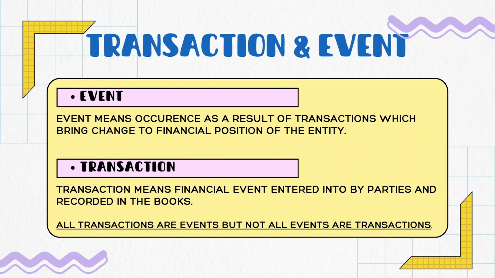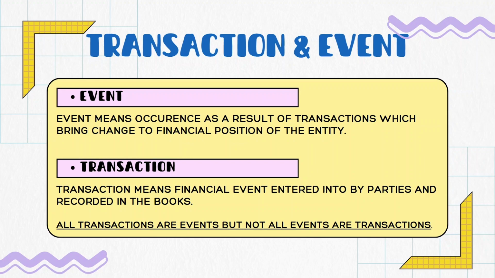Yeah. The term event means it is an occurrence or a happening which is the result of a transaction, which brings change in the financial position of the company, like, for example, inventory or gross profit. Whereas the term transaction means it's a financial event entered into by the parties and recorded in books of accounts. So, by this definition, all transactions are events, but not all events are transactions.